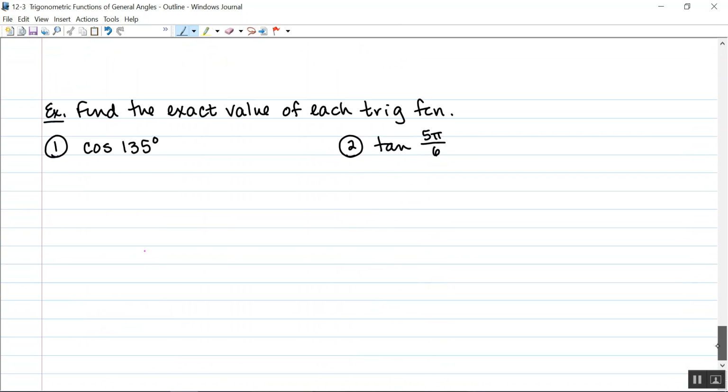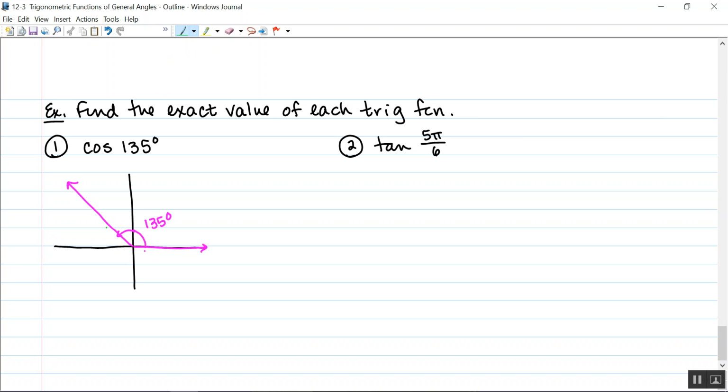So let's take a look at our last couple examples here that say find the exact value of each trig function. So here I have cosine of 135 degrees. I could go back to my chart. I could cheat by looking at the unit circle, but I'm going to do a little sketch here. First thing I want to do is draw a 135-degree angle. So that's going to start here, and it's going to go around 90 plus another 45 to there. So that's my 135-degree angle.